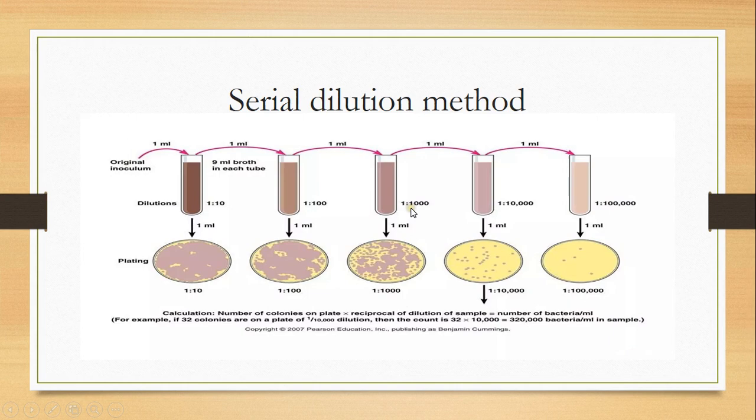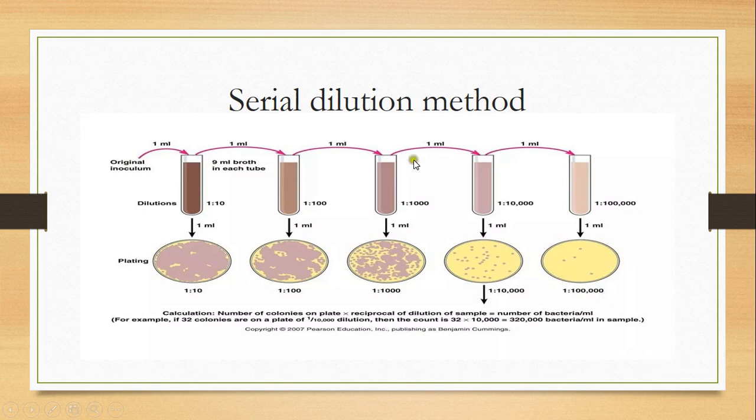Next, 1 ml of the 1:1000 dilution is diluted into 9 ml of the broth, resulting in a 1:10,000 dilution, which resulted in this kind of growth, and 32 colonies appeared on this plate. If you require to further dilute it, take 1 ml from this 1 to 10,000 dilution into 9 ml of the broth, and the resulting colonies are only 4, and this is the dilution that is 1 to 1 lakh.